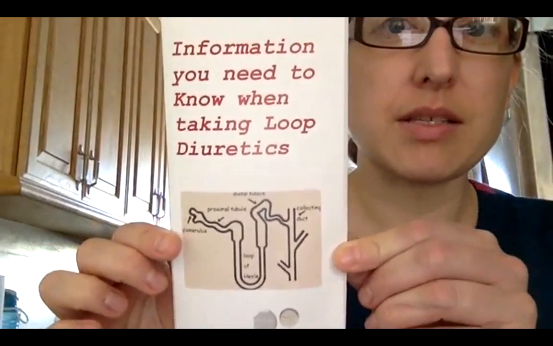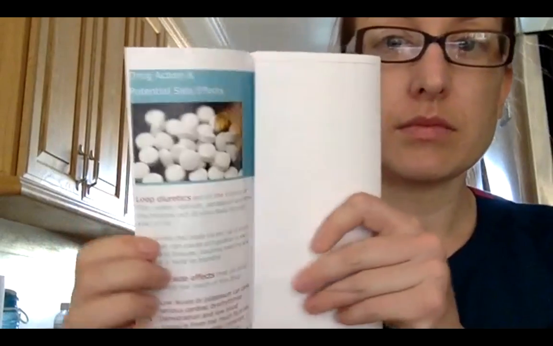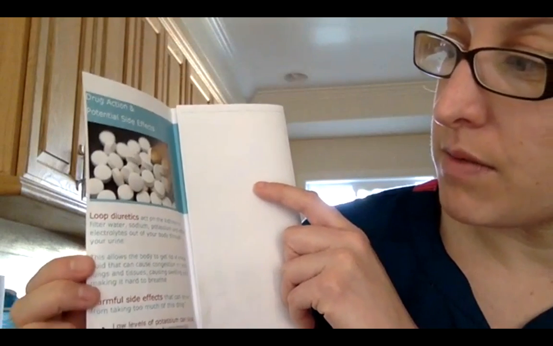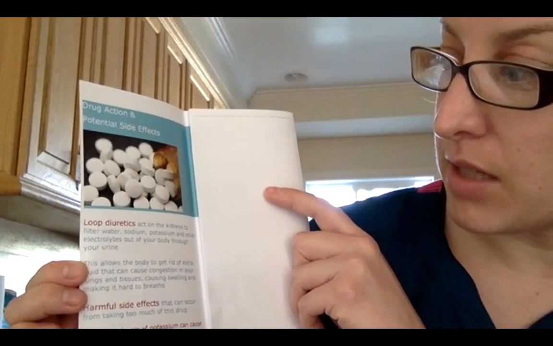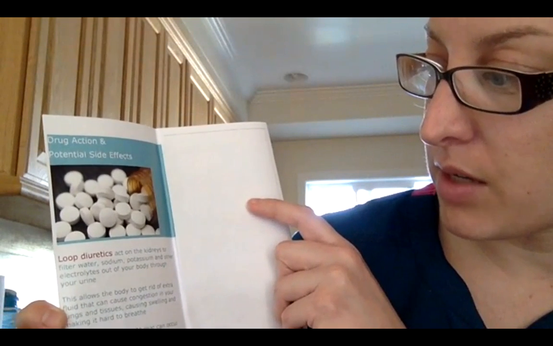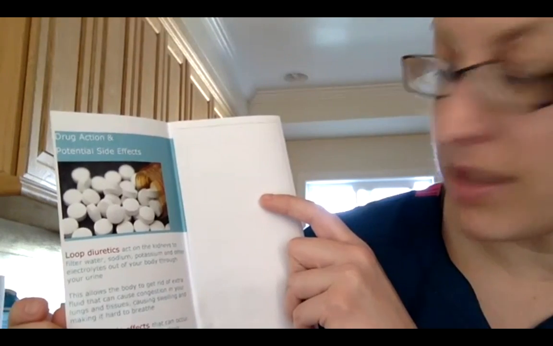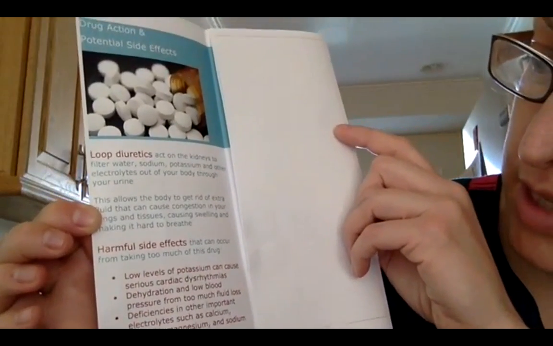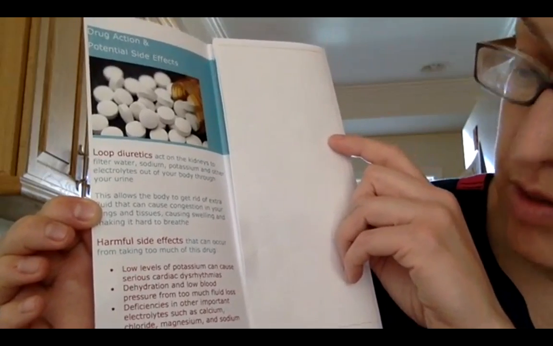Okay, loop diuretics, information that you need to know. All right, so I included drug actions and potential side effects. Loop diuretics act on the kidneys to filter water, sodium, potassium, and other electrolytes out of the body and into the urine. This allows the body to get rid of extra fluid, so that can cause congestion in lungs and tissues, causing swelling and making it hard to breathe.